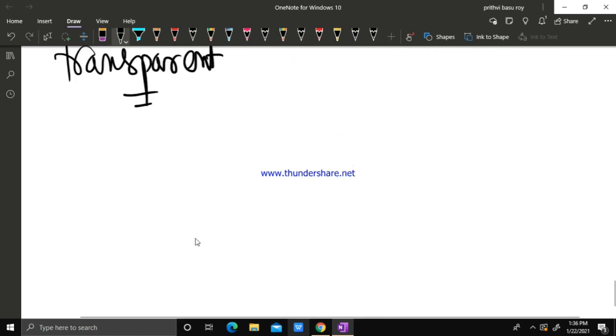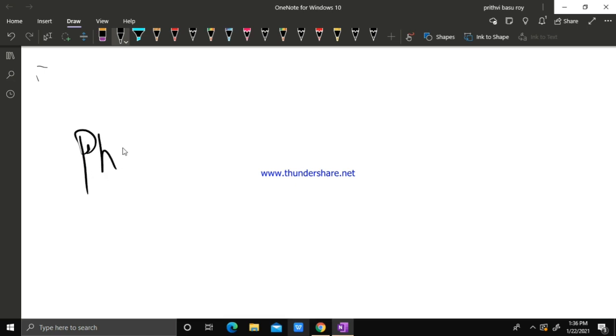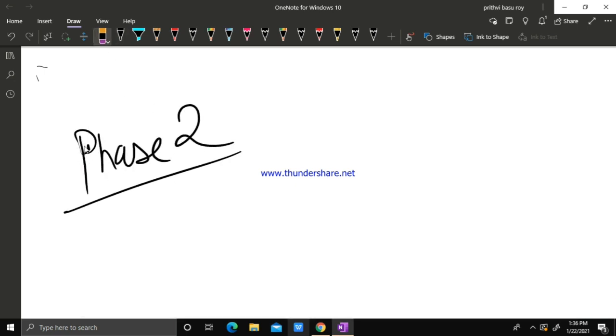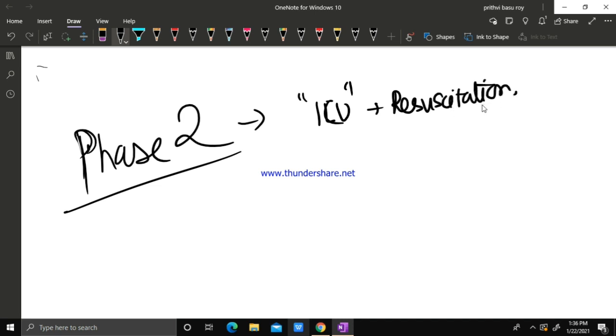The next is, after you've done this, you go for phase 2. Here I'm writing a short note on damage control surgery, so I should be able to understand. Phase 2 is ICU. In ICU you are going to continue the resuscitation. Now what do you do? You do ABG, you take all the blood parameters and everything, and then you make the patient hemodynamically stable.